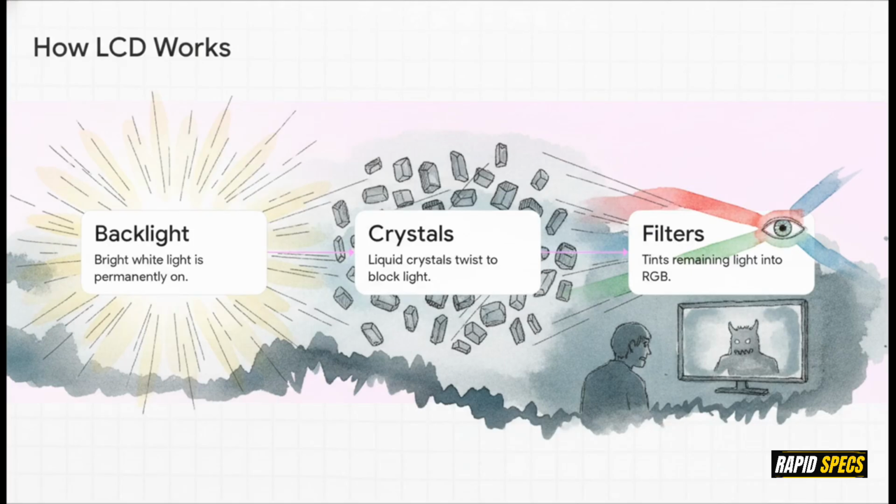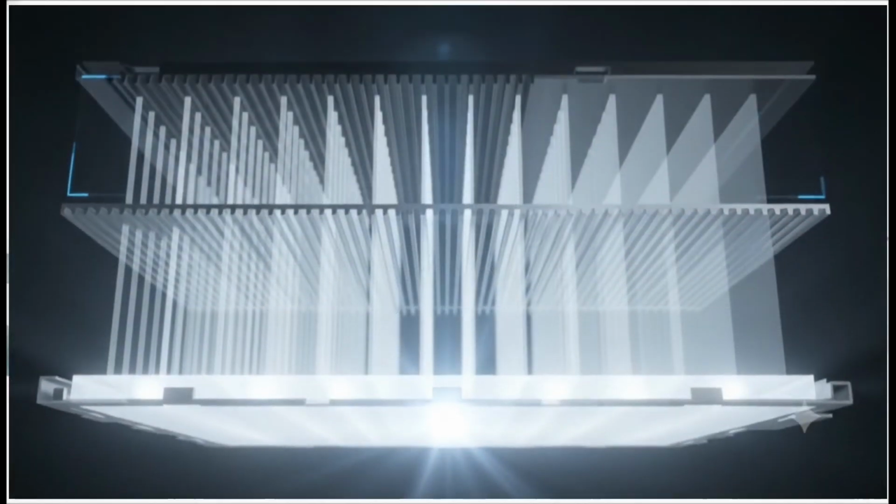Remember our window blinds analogy? Here is exactly how it works. Step 1. At the back of the TV, a bright white backlight is permanently left on. Step 2. Sitting in front of that light are millions of microscopic liquid crystals. When you apply electricity, these crystals physically twist to either block the light or let it through. Step 3. The escaping light passes through red, green, and blue color filters to create your picture. Now, because LCDs only control light, they are unbelievably thin, incredibly cheap to make, and super energy efficient.